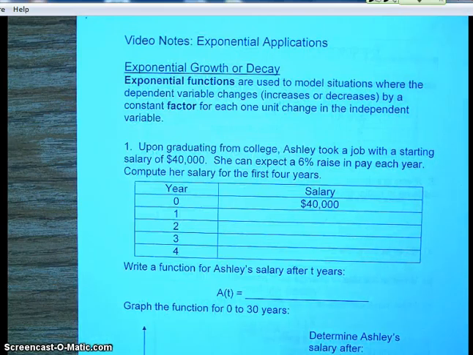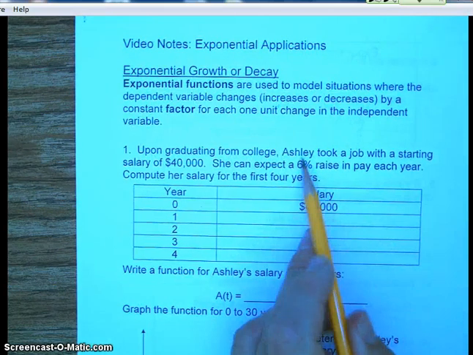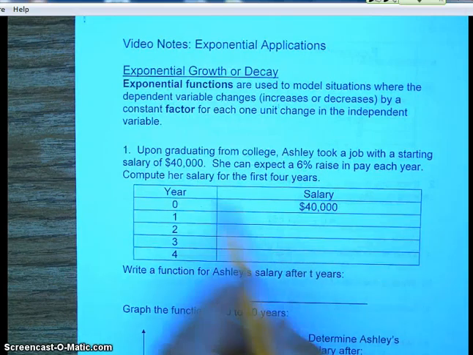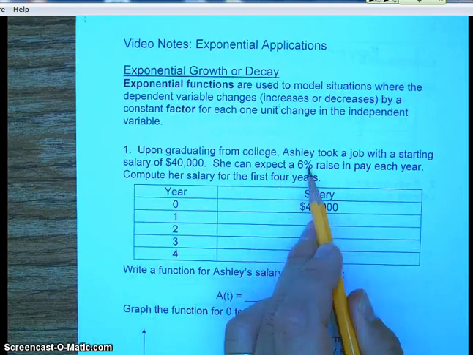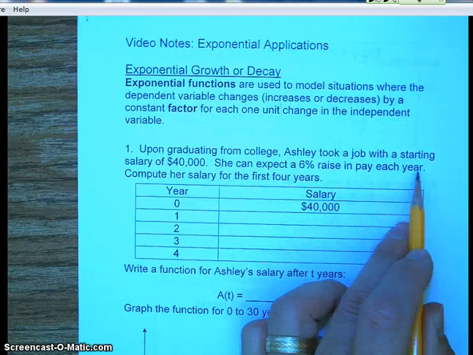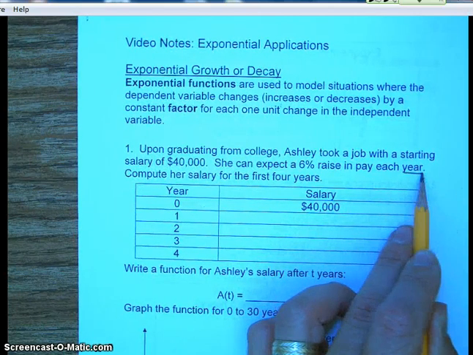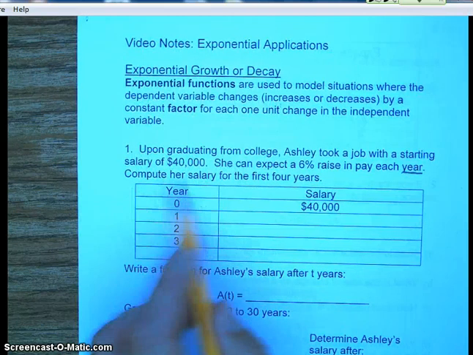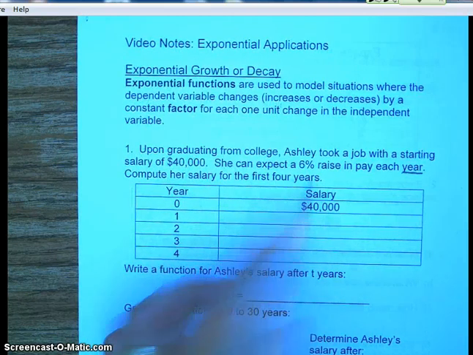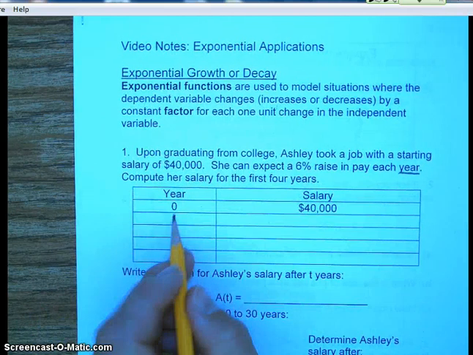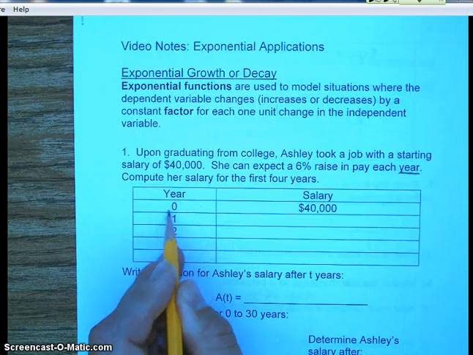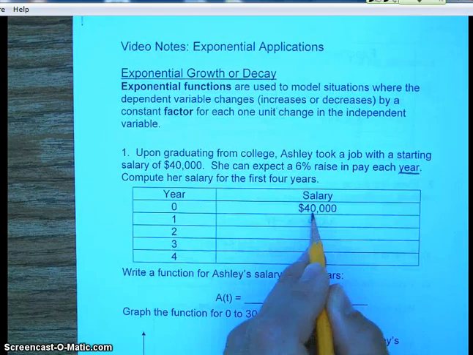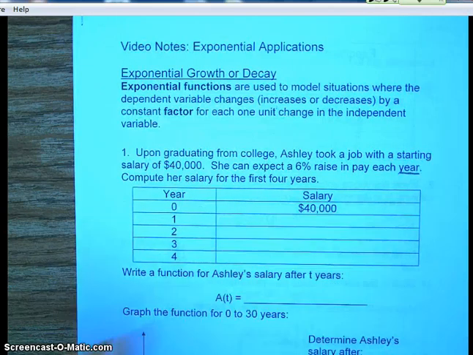We have Ashley. She's graduating from college. She took a job, starting salary of $40,000. She can expect a 6% raise in pay each year. Okay, so this is yearly. Compute her salary for the first 4 years. So she starts off, so year 0, so she hasn't worked there a full year yet. She gets a salary of $40,000.